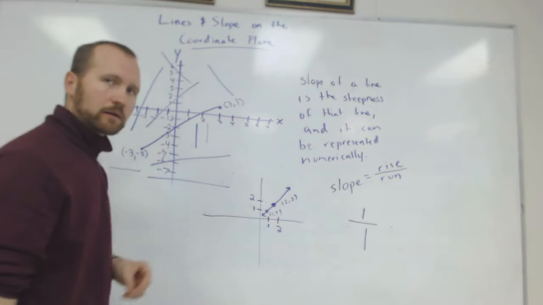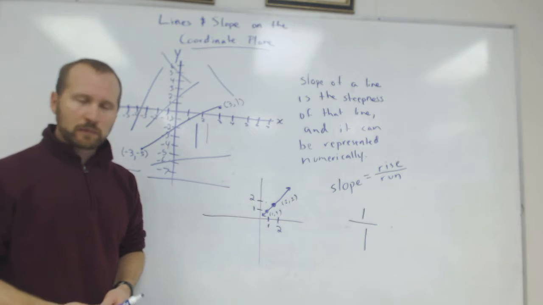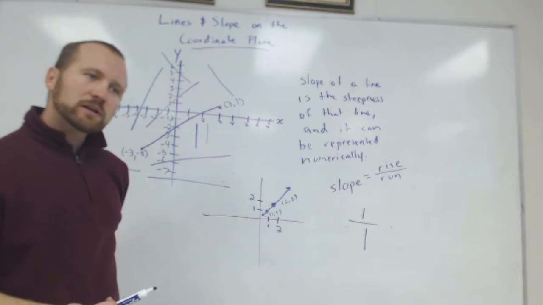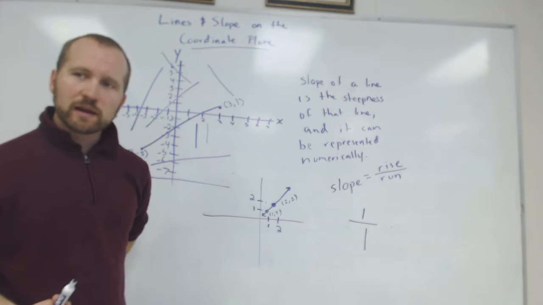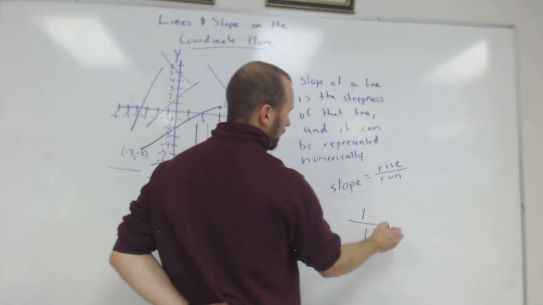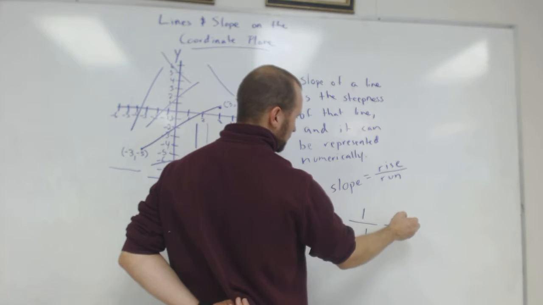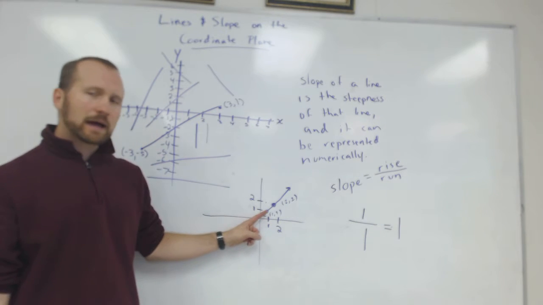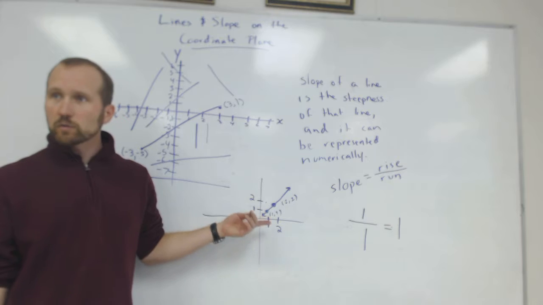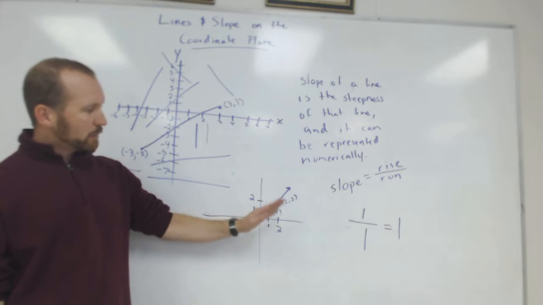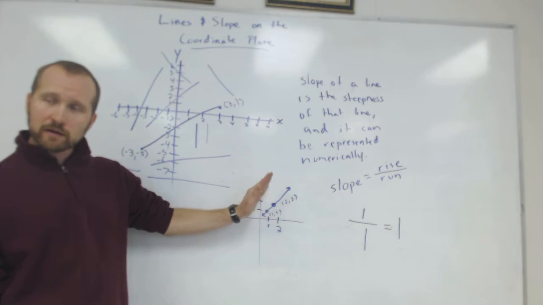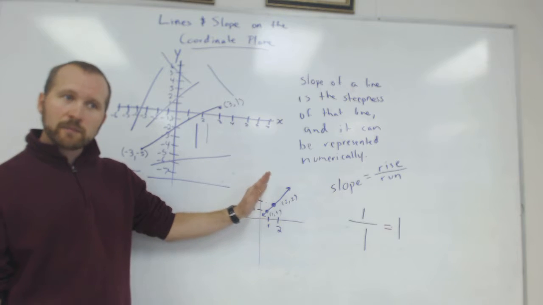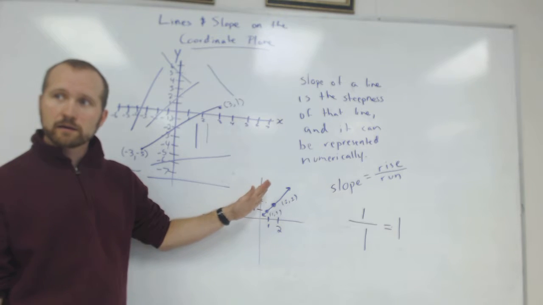So my run is 1. So the slope is a fraction, but a lot of times it's a fraction that can be simplified. For example, we know that the slope of 1 over 1 is just equal to the number 1. So the slope of this line equals 1. So that perfect 45-degree angle slope is the same thing as a slope of 1.